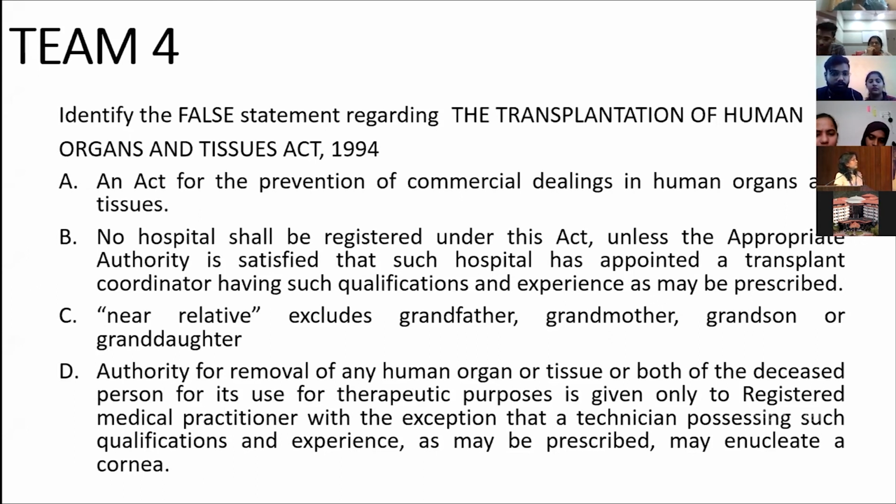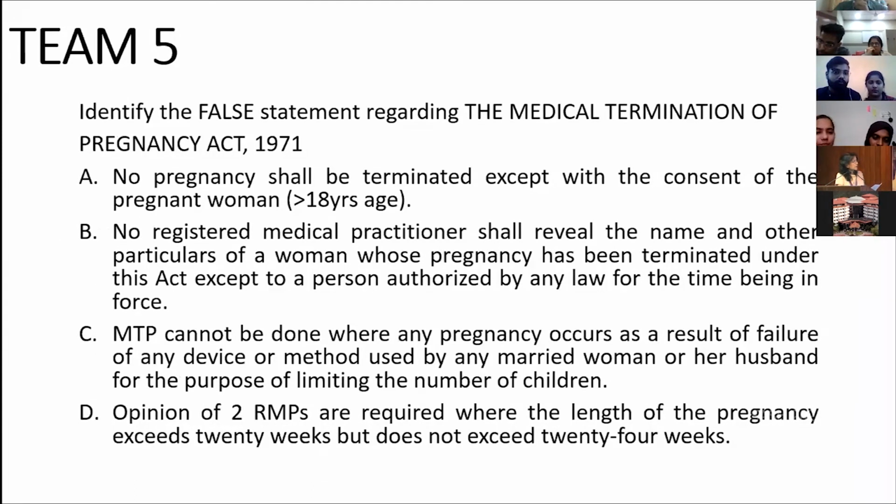And the answer is C. Near relative excludes grandfather, grandmother, grandson, or granddaughter. Right, this is the correct answer because the term near relative includes grandfather, grandmother, grandson, or granddaughter. So you also get 20 points for your correct answer. Next, moving on to team 5. Identify the false statement regarding the Medical Termination of Pregnancy Act 1971.